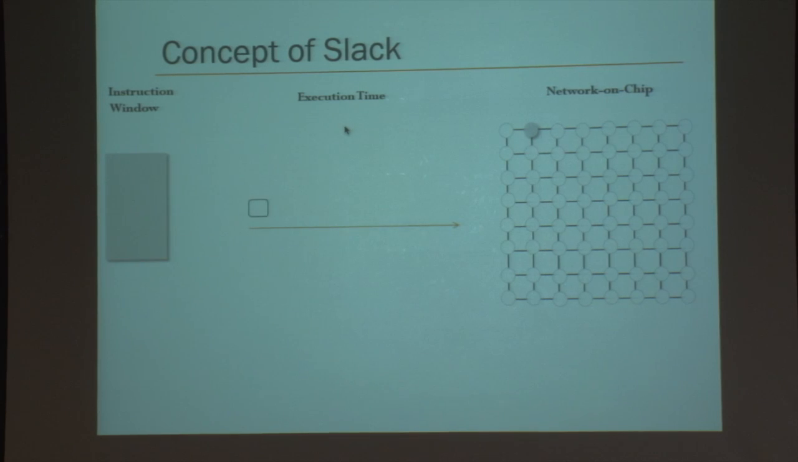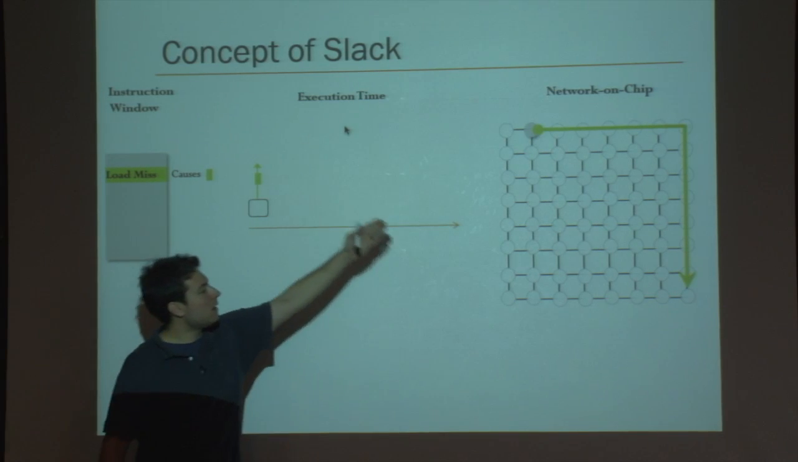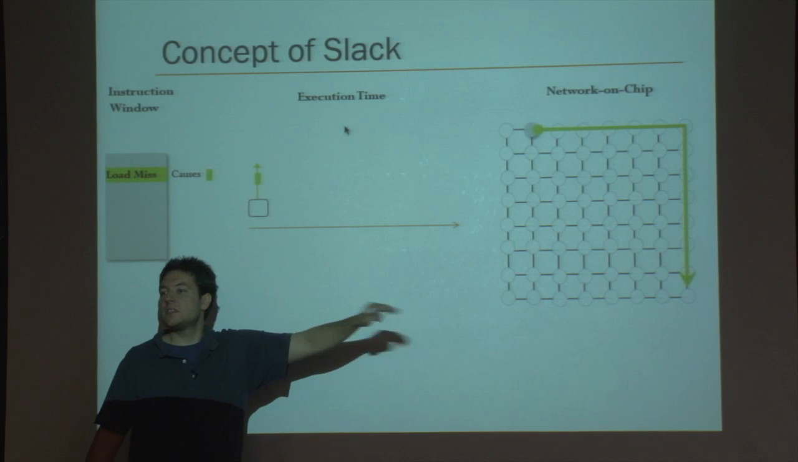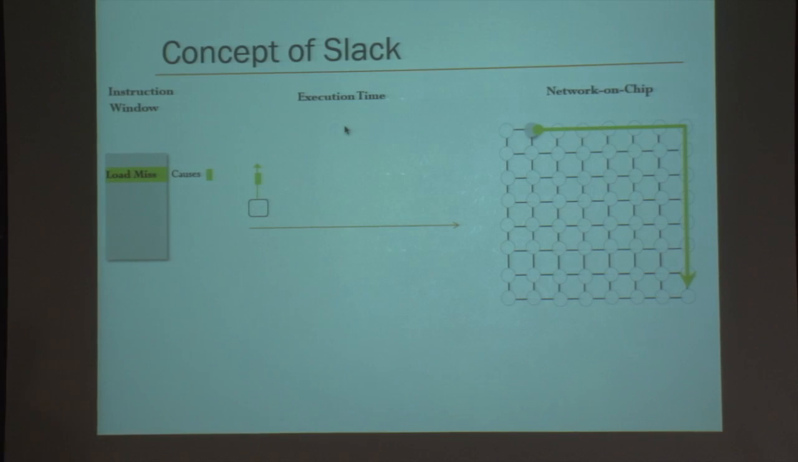Let's look at an example. This just shows you the slack. You have an instruction window here on the left, and you have a green load miss that starts getting serviced. It just happened that in this case, the L2 slice that had to service this was all the way on the other side of the network. So you're going to traverse multiple hops to get there and get back. And then later on, you have a blue miss that is pretty close.